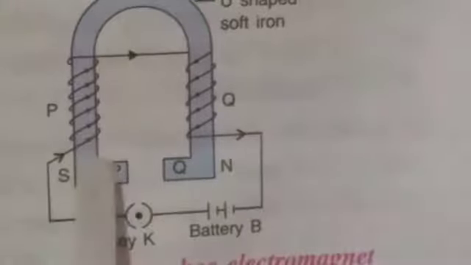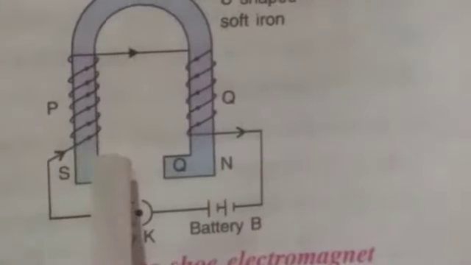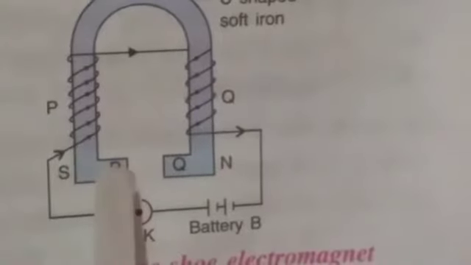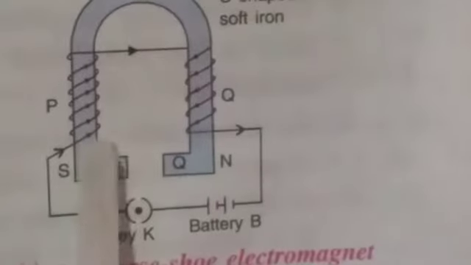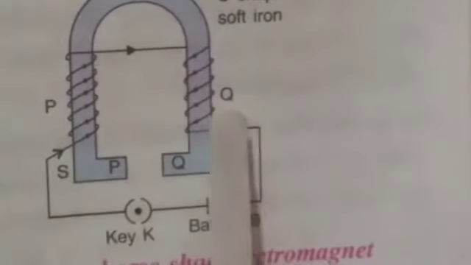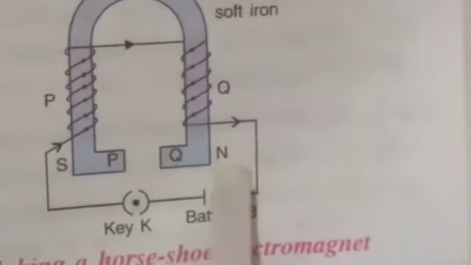Here we find the polarity by applying the clock rule. The clock rule is this way: look at the face of the coil. If the current appears in a clockwise direction, that will be the south pole, and where the current appears in an anti-clockwise direction, that will be the north pole.